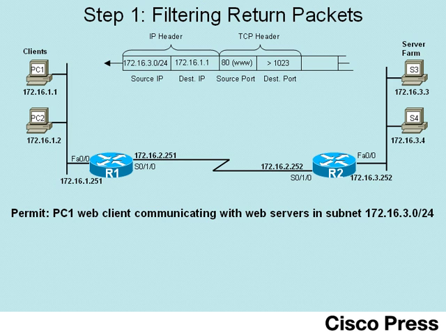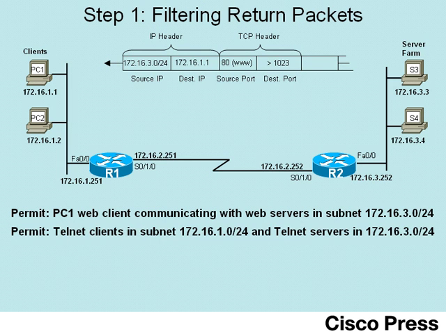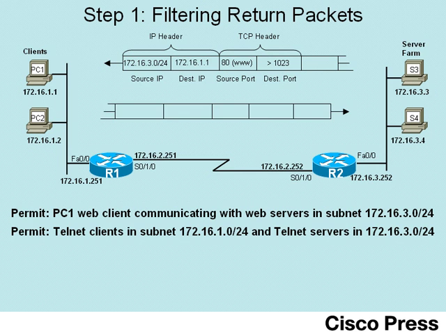Next, let's take a look at the second criteria for the access list in this lab. In the second criteria, we want to be able to telnet from clients on the subnet on the left to telnet servers in the subnet on the right. So we don't care about a specific IP address, but all IP addresses in subnet 1. So the source IP address of a packet sent from a client on the left toward the server farm will be from subnet 1, and the destination address will be 172.16.3.something. In other words, it's in subnet 3.